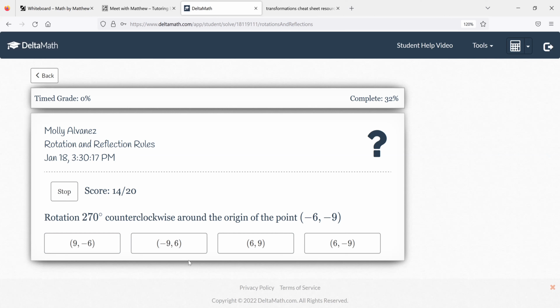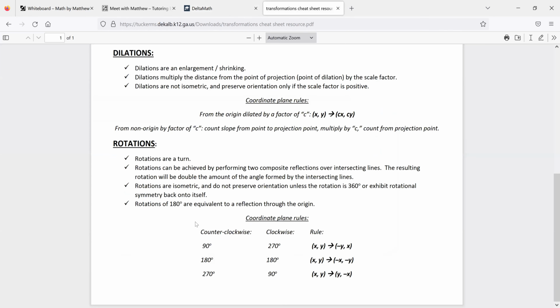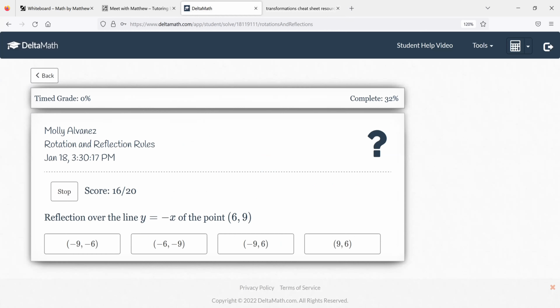Same thing here, 270 counterclockwise. -9, comma, 6. Good. Another one. -2, comma, 9. See that first one. Okay, so this one did come up. We haven't covered this one yet. If you'll notice, it's actually not in this sheet that I gave you. So do you happen to have that one in your notes? No. Okay, so let me do a quick search on that for you.